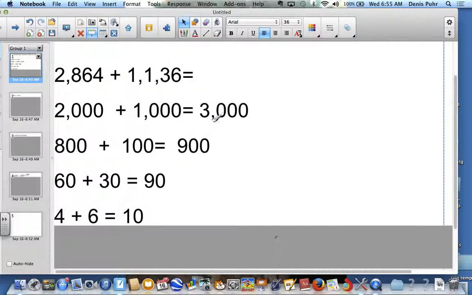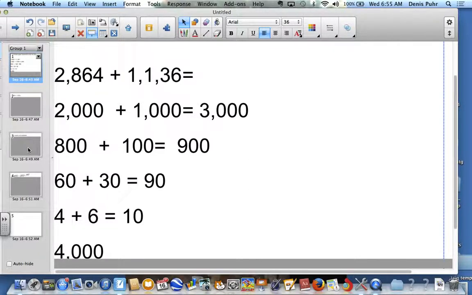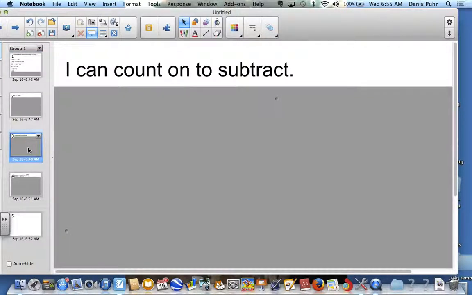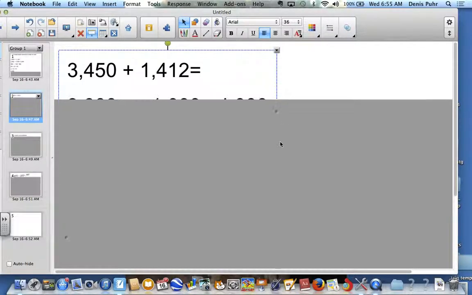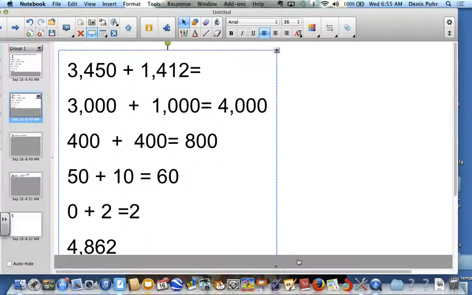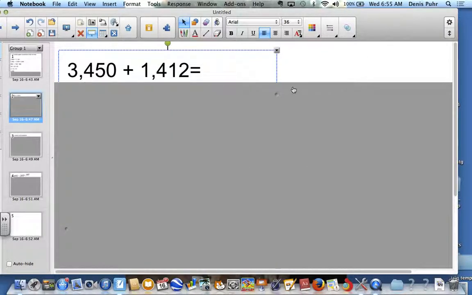Okay, you could do this in your head. 3,000, 3,900, 3,990, plus 10 more brings us to the next 1,000, 4,000. Oops, I'm sorry, let's try one more. Sneak peek there. Okay, pause, try this on your own.